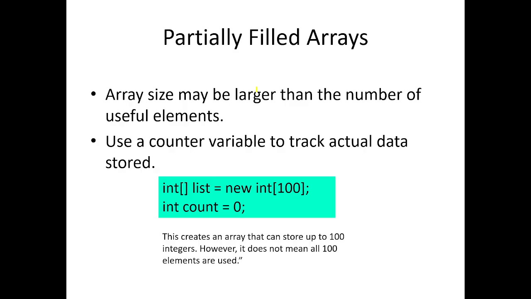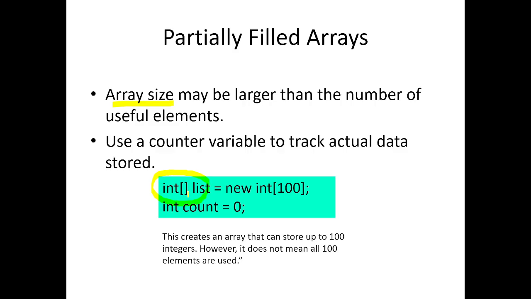Next one is about the array size and the contents of the arrays. Previously you have seen the array size. This array size may be larger than the number of useful elements. For example, on the left hand side, in this bracket there's no sum amount.